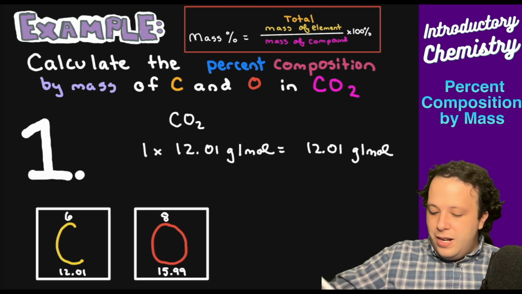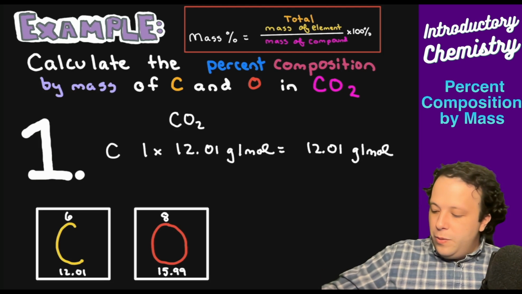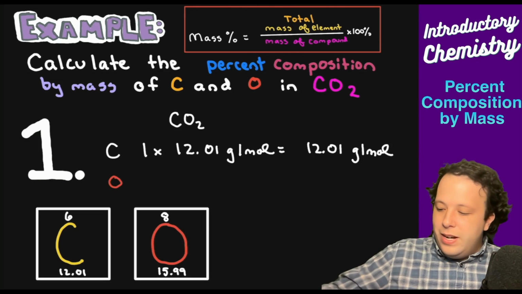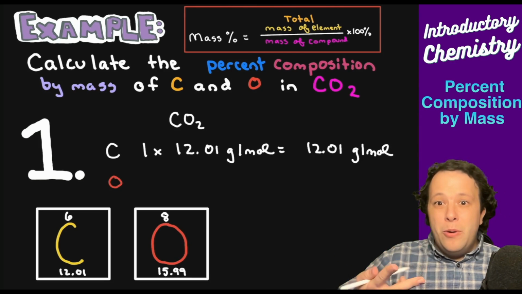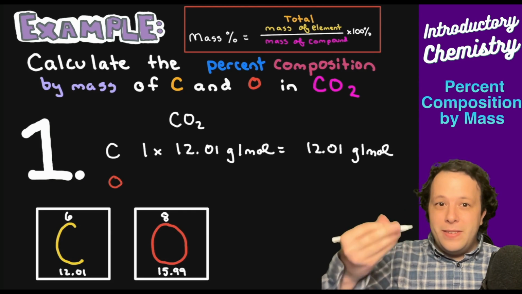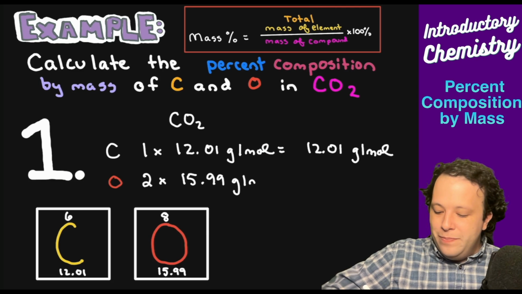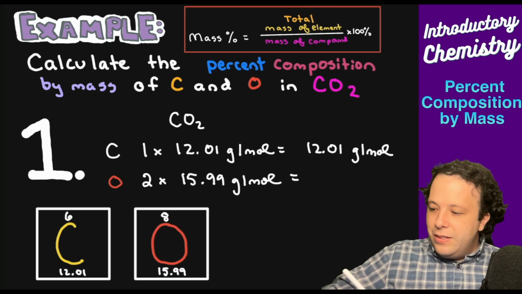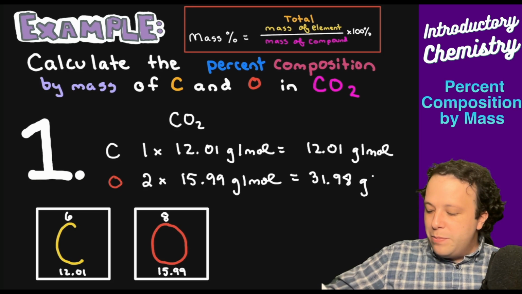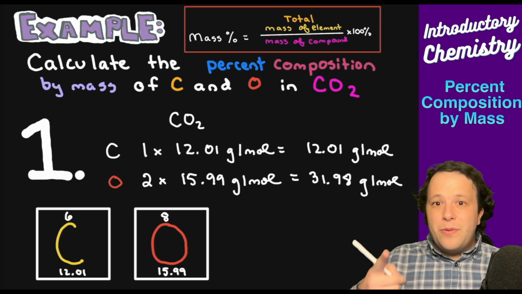Now, for oxygen, what are we going to do for the other portion? With oxygen, we need to count both atoms. We have 2 atoms of oxygen, so we'll take 2 times 15.99 grams per mole, and that's going to equal 31.98 grams per mole. So that is for the first part.